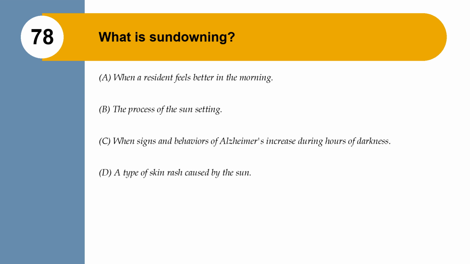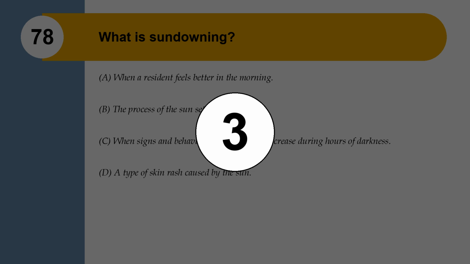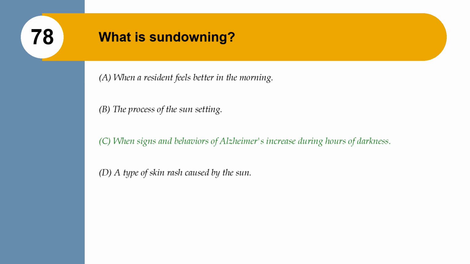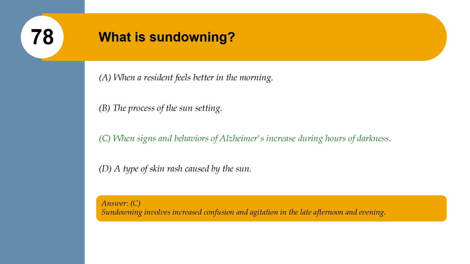Question 78. What is sundowning? Option A, when a resident feels better in the morning. Option B, the process of the sun setting. Option C, when signs and behaviors of Alzheimer's increase during hours of darkness. Option D, a type of skin rash caused by the sun. The correct answer is option C, when signs and behaviors of Alzheimer's increase during hours of darkness. Explanation. Sundowning involves increased confusion and agitation in the late afternoon and evening.